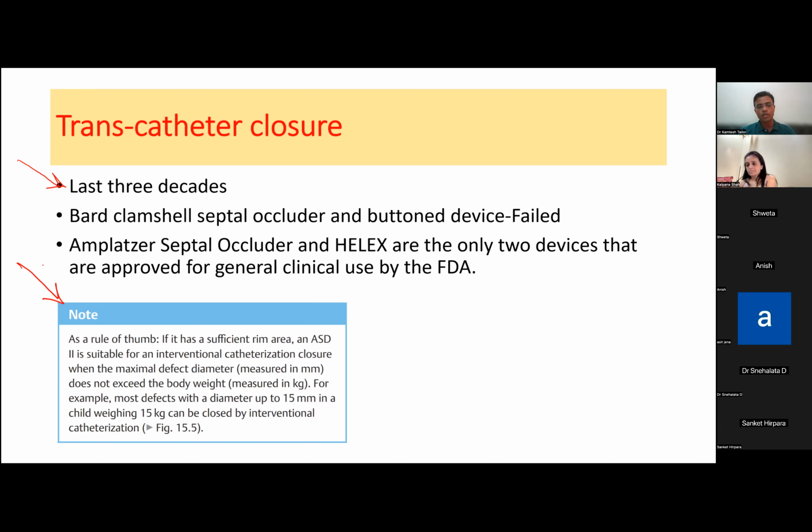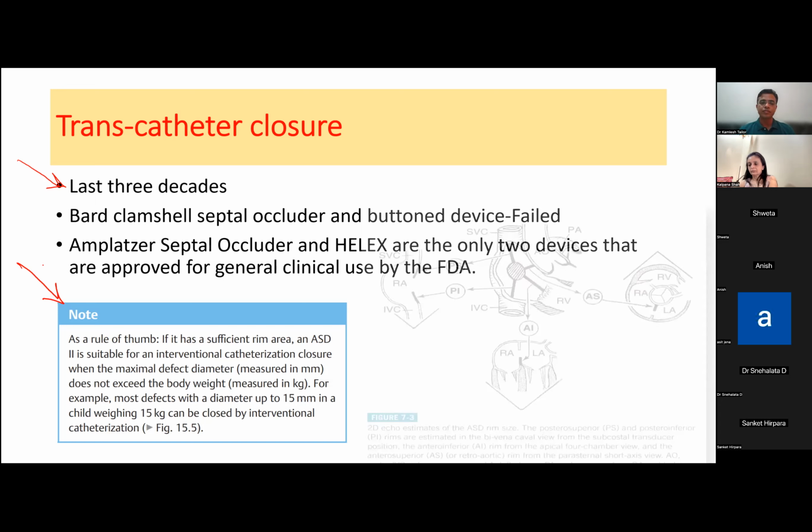Just a rule of thumb, which I also found in the book: the defect can be closed with a device if it is not exceeding the body weight. Suppose the patient's weight is 15 kg, and the diameter of the defect is 15 mm, it can be closed with the device. If it is larger than that, the cardiologist is taking undue risk of closing with this device, and it is better to go with a surgical closure, which also has very low or nil mortality nowadays.